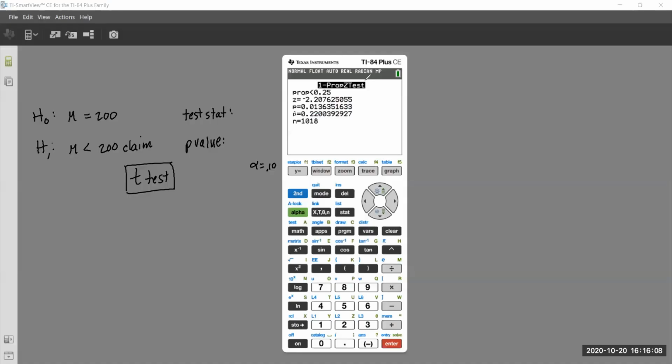So to get to your t-test, you're going to go to stat, you're going to go over to tests, and the t-test is number 2, so it's right at the top. You'll notice this one has 2 options here. Do you have a list of data, or were you given statistics? When you look at this problem, we did not have a list of data. We were given the sample mean and the sample standard deviation. So we're going to move over to statistics, lock it in.